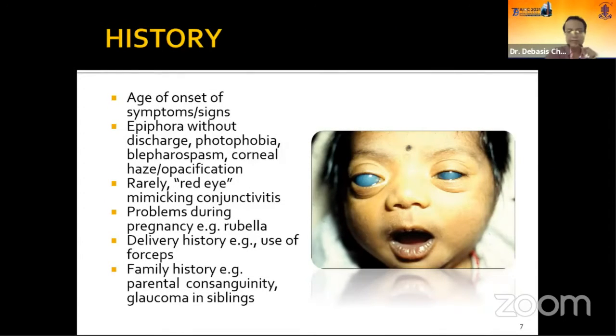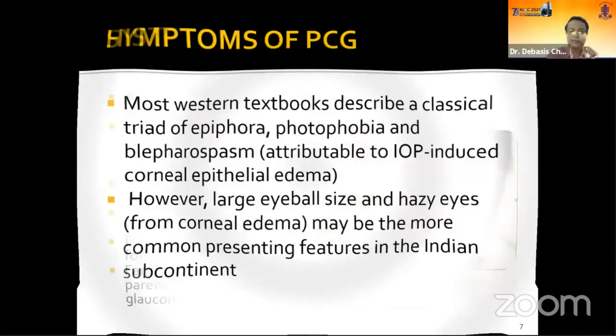Now, regarding the history, some of the important practical points are: number one, the age of onset of symptoms or signs. The common clinical features are epiphora without discharge, photophobia, blepharospasm, and corneal haze or opacification. Rarely it can mimic a red eye. You should also inquire about some of the pertinent history like rubella during pregnancy, use of forceps, and family history, for example parental consanguinity, which is very important in certain parts of our country, and glaucoma in siblings.